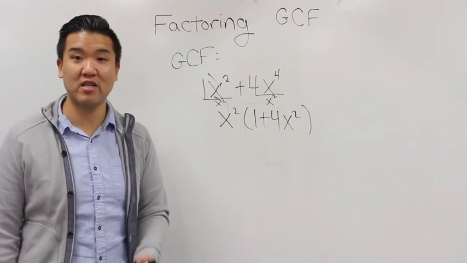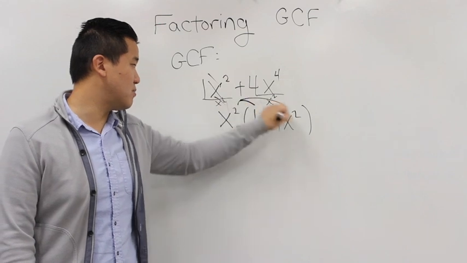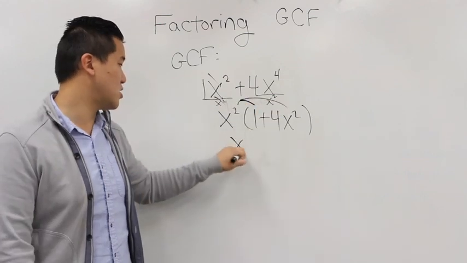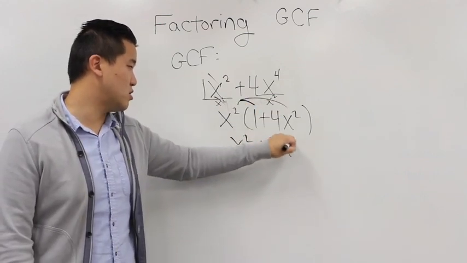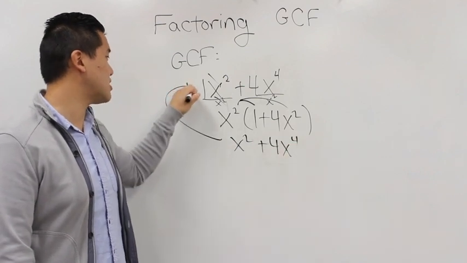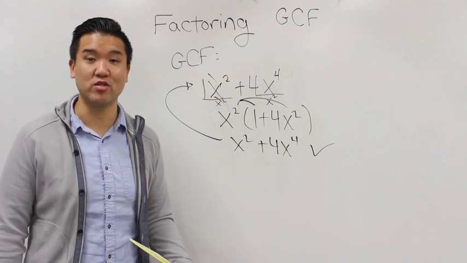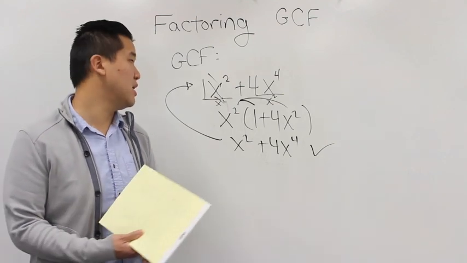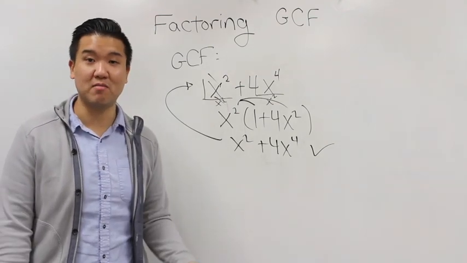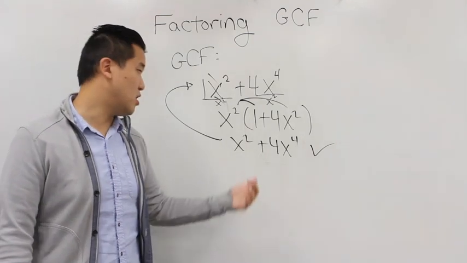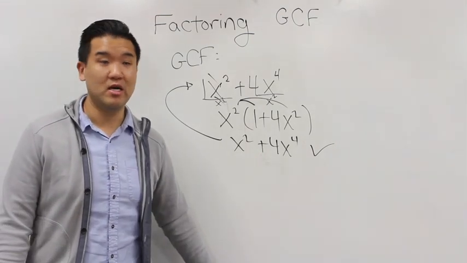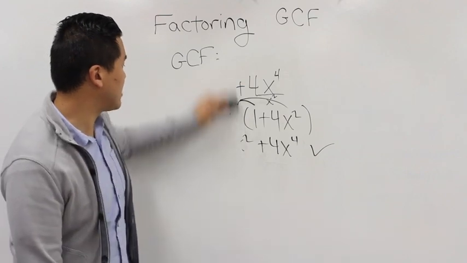The cool thing about this is we can always check it by distributing. So you have x squared times 1 plus x squared times 4x squared. Does that equal this original? That's how you check it. I always have my kids check their answers for extra credit usually, but it helps them so they have the peace of mind that they did it correctly, and they always got the extra credit as well. So that's GCF. That concludes our lesson.